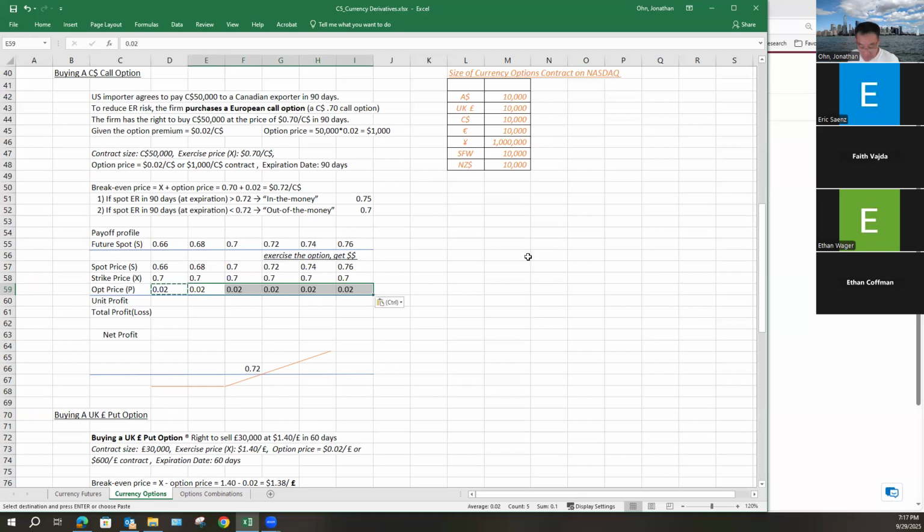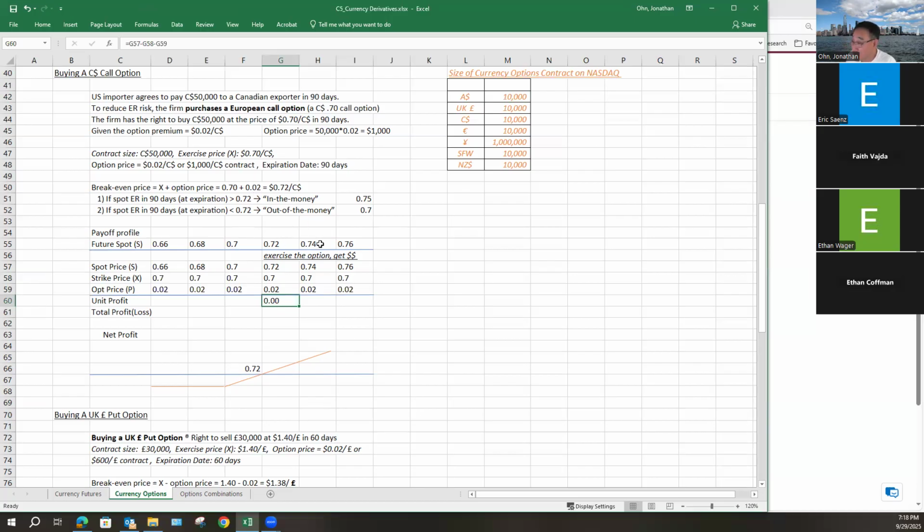All right, look at this one. I told you, if the future spot rate is greater than the 72 break-even point, you are in the money. That's it. Exercise the option and enjoy the profit. Okay. So let me show you here, break-even point. You have the spot price there and then your exercise price. So the unit profit is calculated this way: spot price minus exercise price and option price. Look at this one, 0.